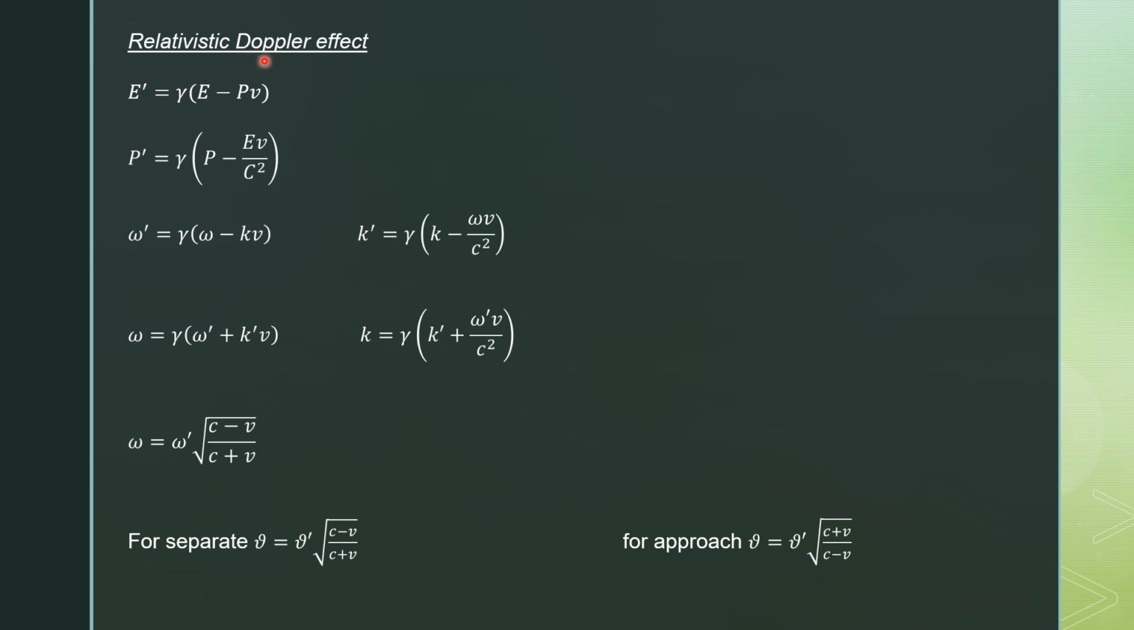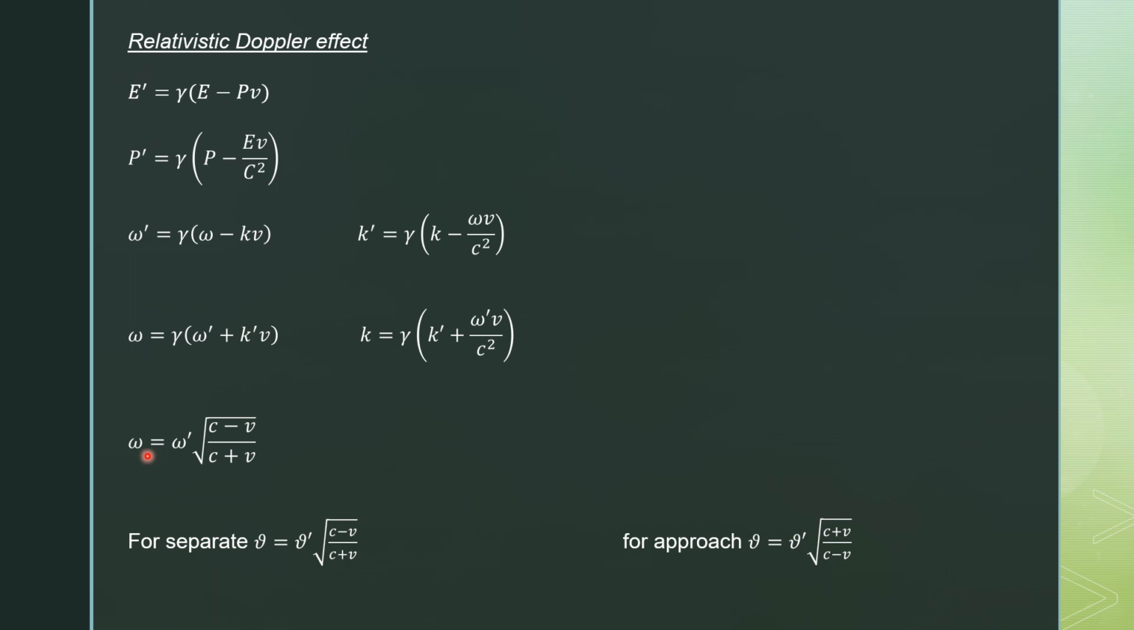And here is our relativistic Doppler effect, where E' can be written as gamma (E minus pv), and p' can be written as gamma (p minus Ev by c square). Also, omega' can be written as gamma (omega minus kv), and k' can be written as gamma (k minus omega v by c square). Here k is the wave vector and omega is the angular frequency. Also, we can write for the inverse law, that is omega is equal to gamma (omega' plus k'v), and k equal to gamma (k' plus omega' v by c square).